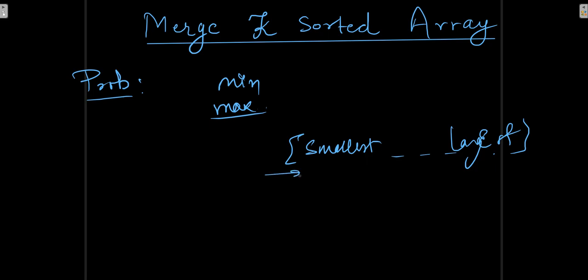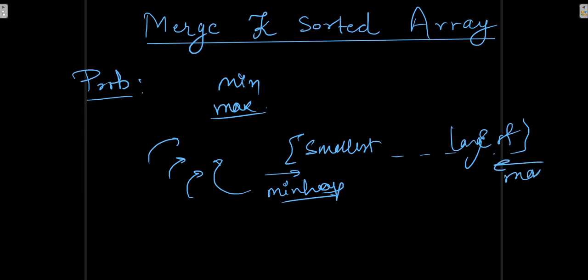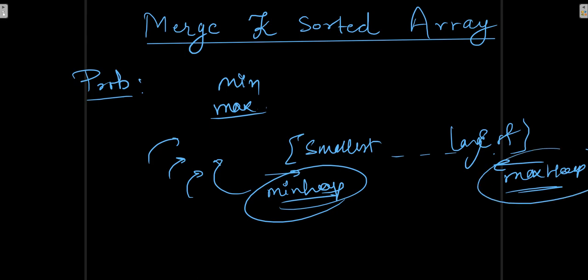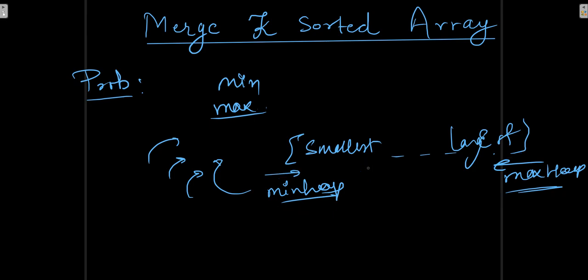So if you start from the left, then I must be using min heap, because I would be needing the smallest element first and then the next smallest, and then the next smallest. If I start from the right, then I would be needing max heap, and you would probably know why, because I need the maximum element first, then the next, and so on. For the sake of simplicity I will go with the min heap. You can also try this problem with max heap, but for the time being I'm going to solve the problem using min heap.